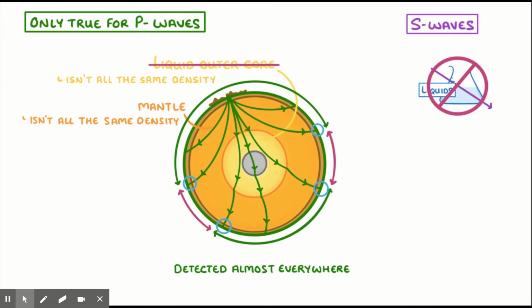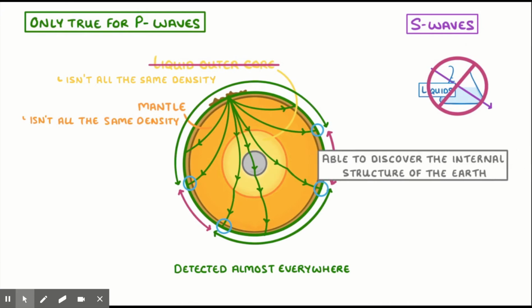You don't really need to worry about the details of these results. The main thing to take away is that scientists were able to discover the internal structure of the Earth by measuring which types of waves could be detected at different places around the Earth. And one of the main things that helped was that P waves could travel through solids and liquids, whereas S waves can only travel through solids.